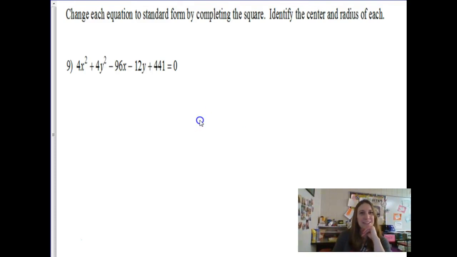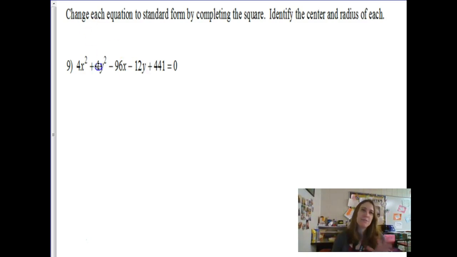Ooh, that's exciting. Look at that problem. 4x squared, 4y squared, 96, 12, 441. I don't think so. But I was kind of hoping everything could be divided by a 4. Let's find out. Now, that 441 really kind of messed everything up. Now, we have a choice. We will at some point have to divide by 4. Let's go ahead and do it now.